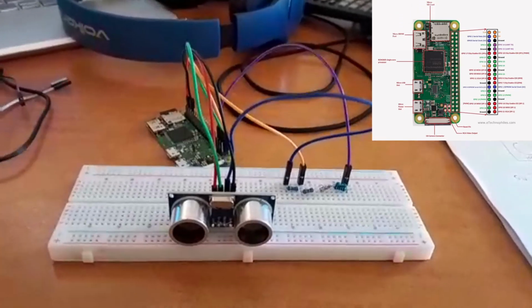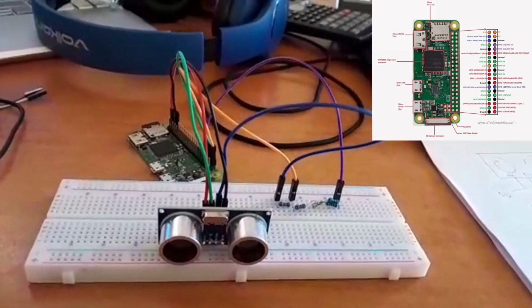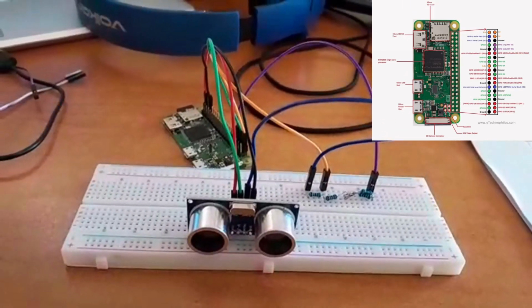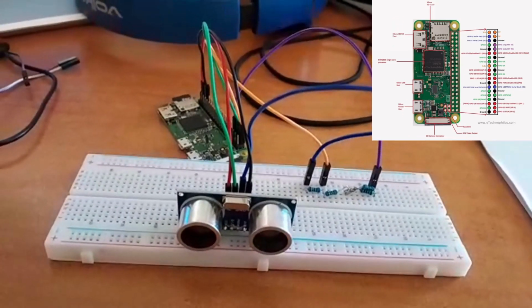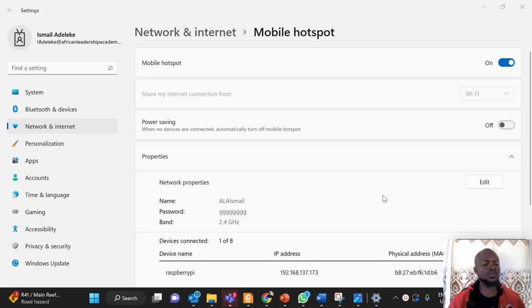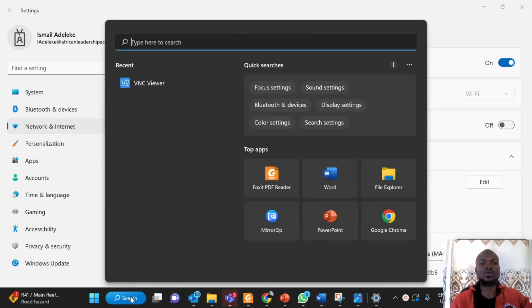So with this we have our full connection. We can plug in our Raspberry Pi to our computer system and write the code. After you've powered your Raspberry Pi, wait till it's connected to your hotspot. If you don't know how to connect your Raspberry Pi to your system, you can watch the previous video to understand that. Then you will go and open your VNC viewer.